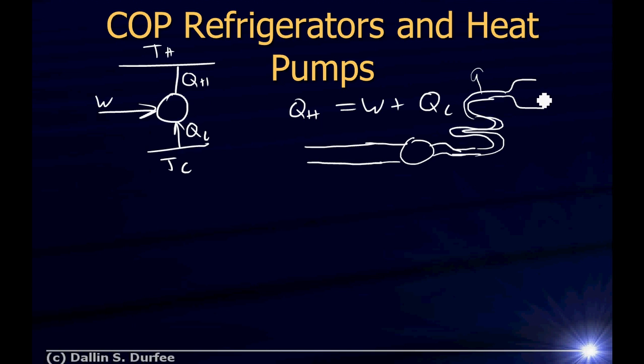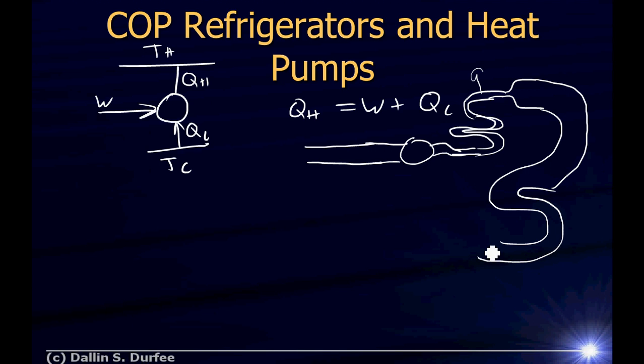Now you take this cold gas and run it through some heat exchangers inside your refrigerator. Your refrigerator is hotter than this cold gas, and heat flows in. Then you come back and do the cycle again, you compress it. So that's how a refrigerator works.